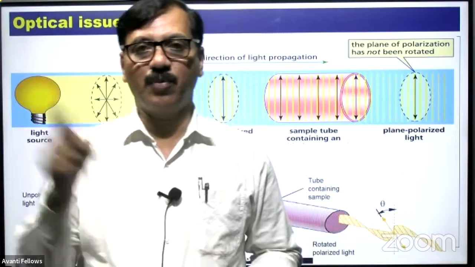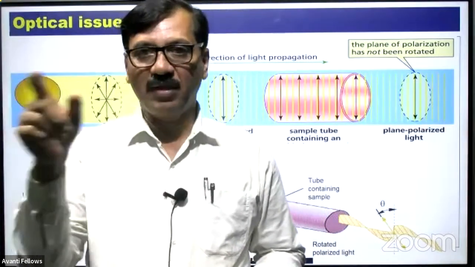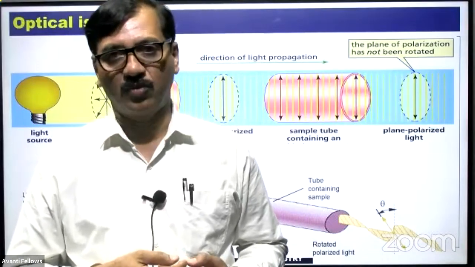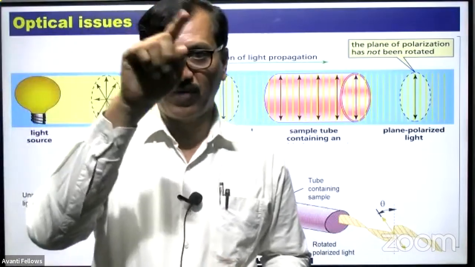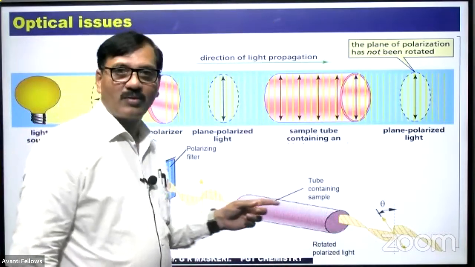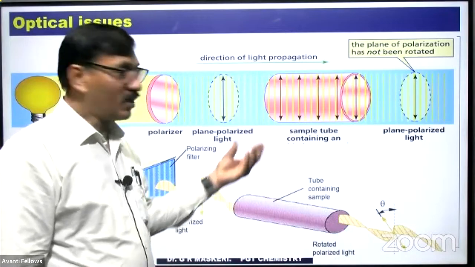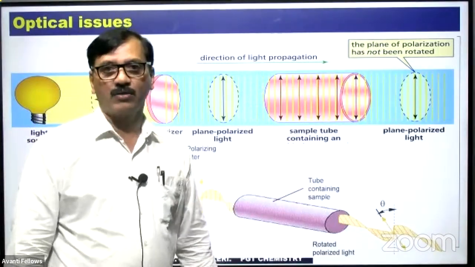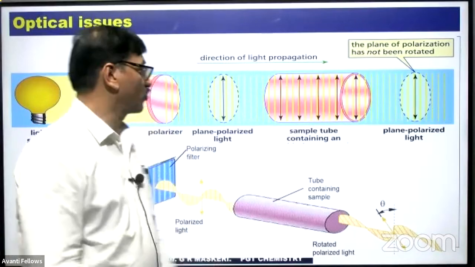If the name of a compound is prefixed by a plus sign, then it is a dextrorotatory compound. If a compound has a minus sign prefix, it is a levorotatory compound. This is how optically active compounds can be identified. With this arrangement, we are able to identify the optically active compounds.